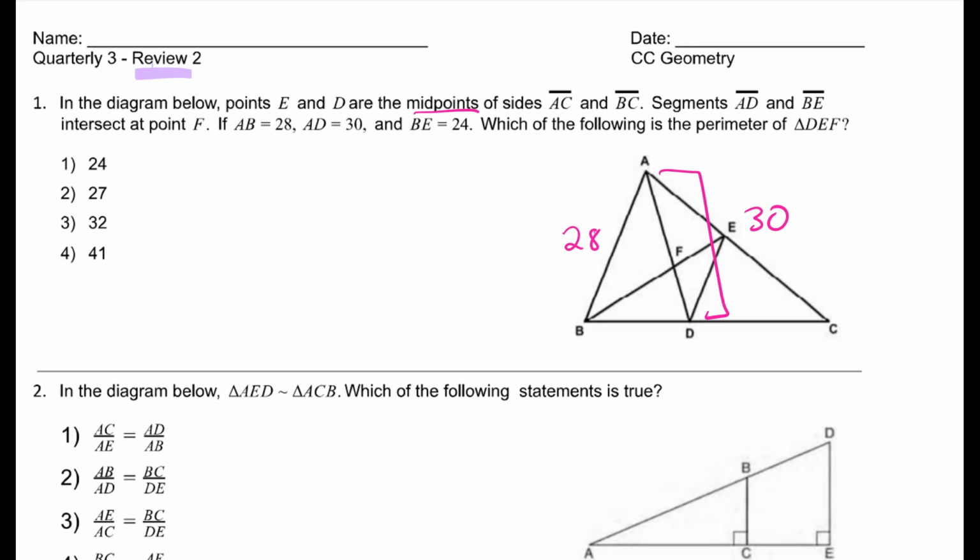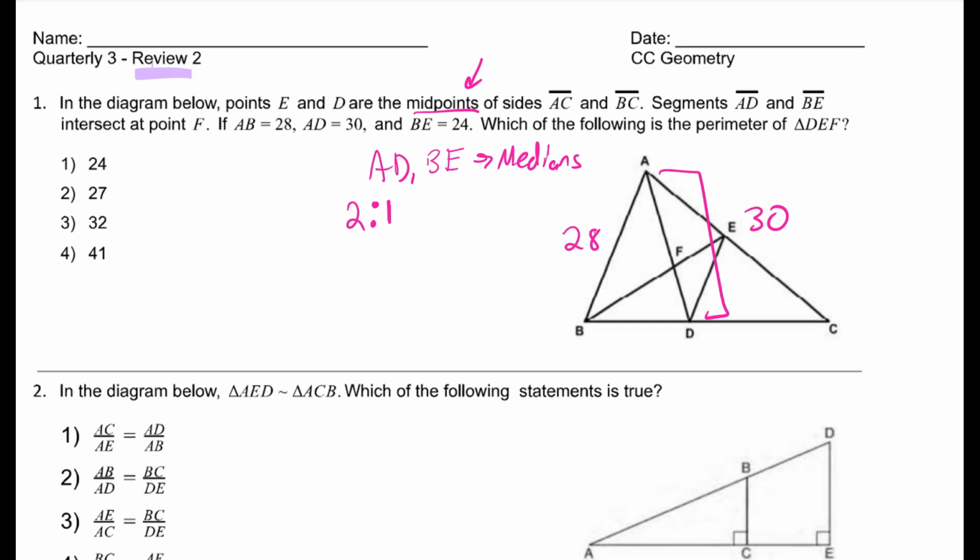So let's just break this up piece by piece. I'm going to start with that AD of 30. The key word they give me there is that E and D are midpoints, which means AD and BE are medians because they go from a vertex to a midpoint. And the property of medians when they intersect is that they segment each other into a 2-to-1 ratio.